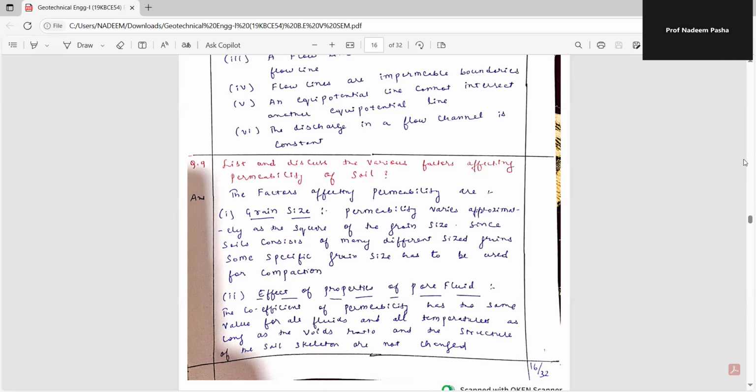Effect of properties of the fluid. The coefficient of permeability has the same value for all fluids and all temperatures, as long as the voids ratio and the structure of the soil remain unchanged.